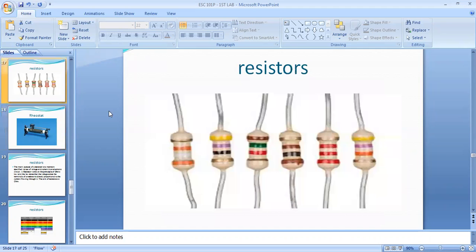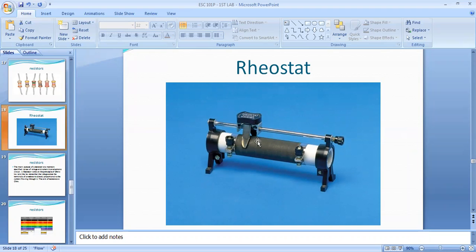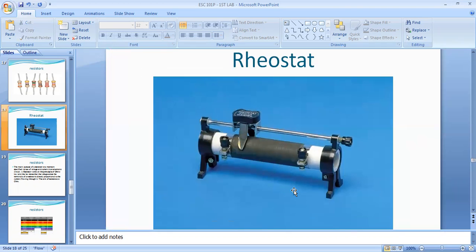Like this resistance has a fixed value, a fixed rating, like 1 ohm, 2 ohm, 10 ohm, 100 ohm. But this resistance does not have a fixed value. Maybe it has a rating of 0 to 300 ohm, 0 to 400 ohm, 0 to 500 ohm. In between 0 to 500 ohm, I can vary the resistance according to our need. So you can clearly see this is the input terminal of the resistance and this is the output terminal.